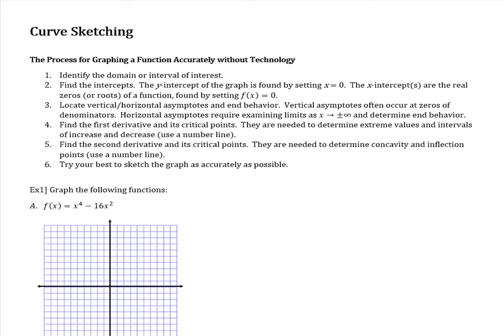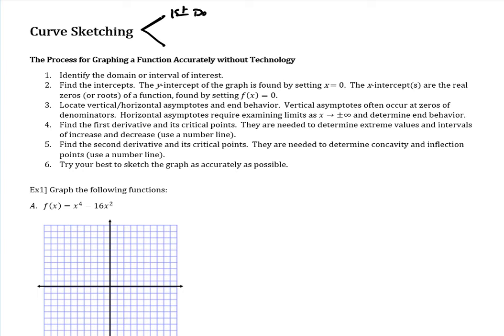Hi everyone, welcome to our video on sketching a curve using our rules for the first derivative and the second derivative. So the curve sketching problem, if we're doing it purely by hand, is like combining our increasing, decreasing, and relative max problems with the concavity problems.